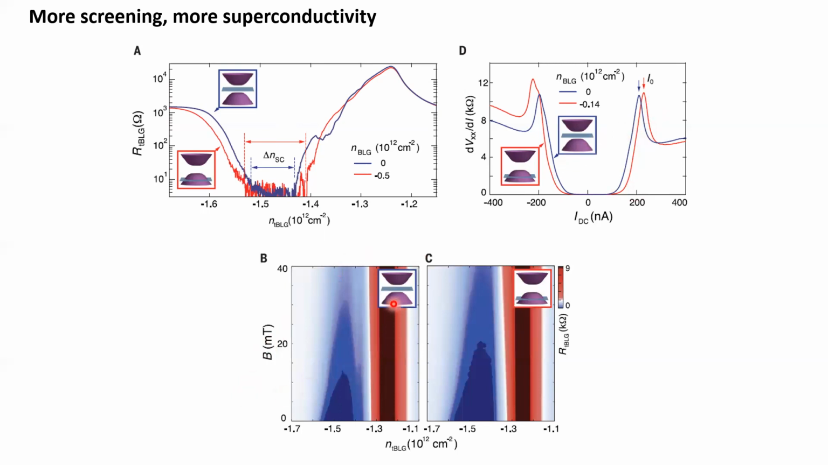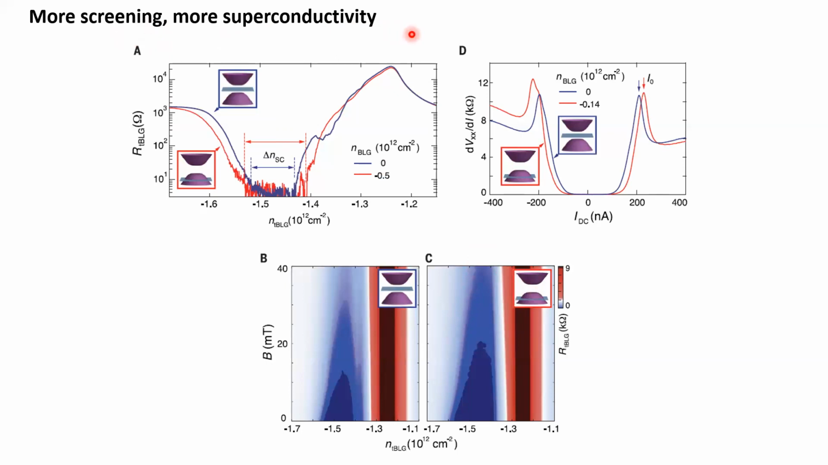So this panel is when we are not screening. This panel is for the screening case. This red is when we are insulating, correlated insulator. This dome is for superconductivity. We can see without screening, the superconductivity dome is small. It gets larger as we increase the screening. Very interesting. Now, this very clearly shows that more screening, more superconductivity.